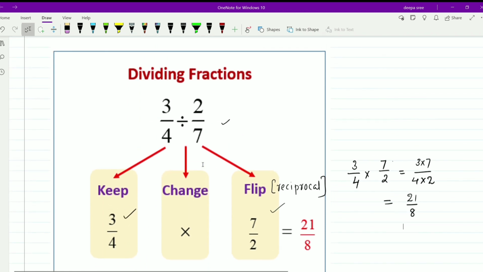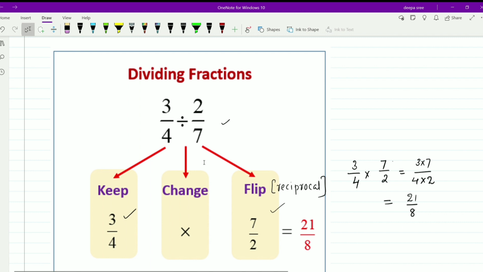So once more I will explain the concept. First fraction, or before division symbol, whatever be the fraction, write the fraction as it is. Convert or change the division sign to multiplication sign. Division operation we have to change to multiplication. And 2 by 7, next after division, the fraction whichever it is coming, that you have to flip it, or you have to take the reciprocal of that.